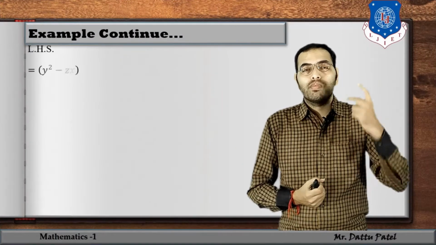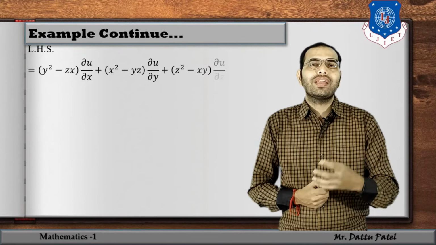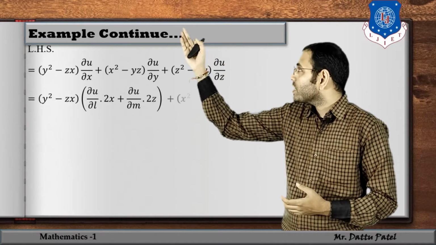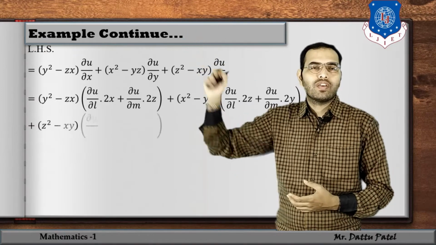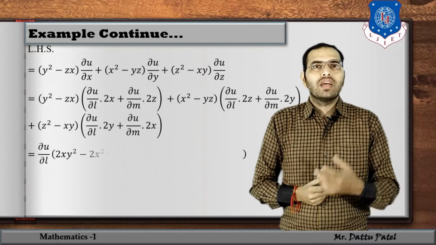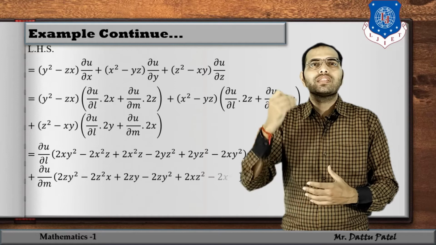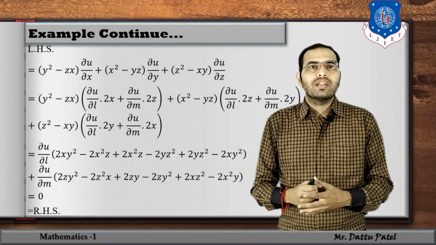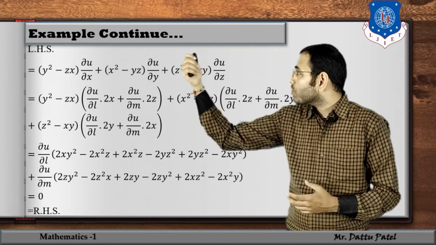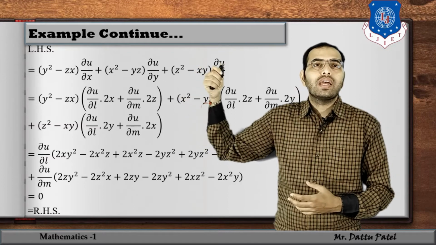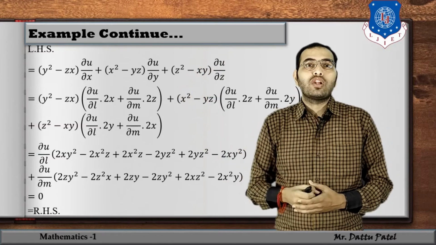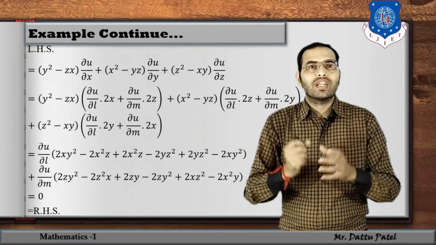Now substituting the values of ∂u/∂x, ∂u/∂y and ∂u/∂z in our LHS portion, our LHS equals (y² − zx) ∂u/∂x + (x² − yz) ∂u/∂y + (z² − xy) ∂u/∂z. In this equation, substituting the values of ∂u/∂x, ∂u/∂y and ∂u/∂z, in total we have 12 terms.